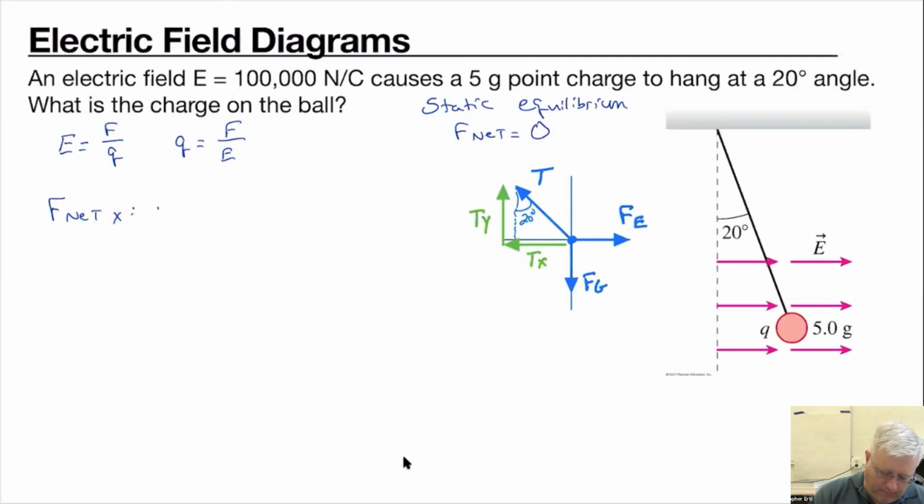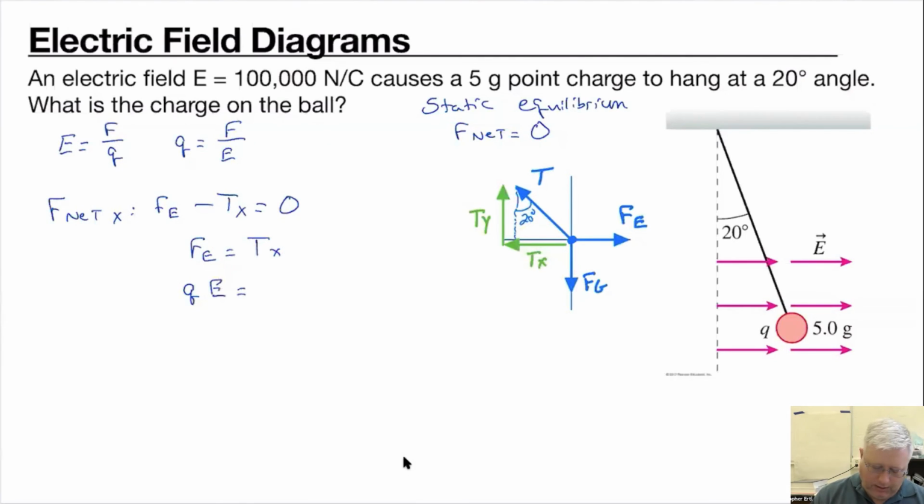All right, so we have force Fe, force from the electric field, minus the x component of the tension. Those are the two forces horizontally. And since it's static equilibrium, the net force has to equal 0. So the statement tells us that the electric force is equivalent to the x component of the tension. And what do we know the Fe is? That's Q times E.